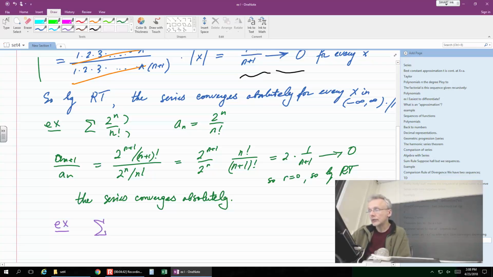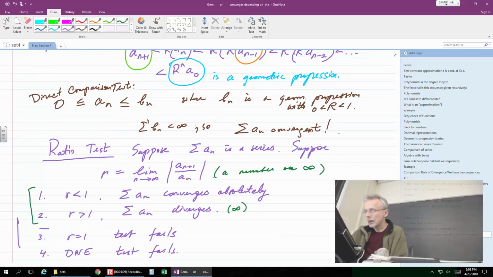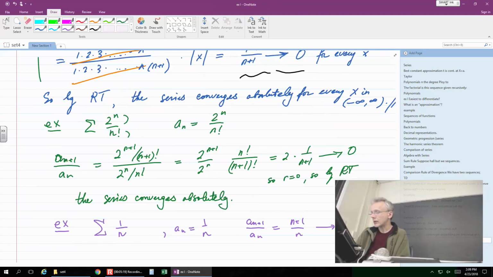So say 1 over n. We can actually demonstrate that the harmonic series is divergent. So a_n is equal to 1 over n, the ratio a_(n+1) over a_n is equal to n over n plus 1, and the limit is 1. Hold on a second, actually, the limit equal to 1 is the exception. So as you can see, R equal to 1, the test fails. So that's not a good example.